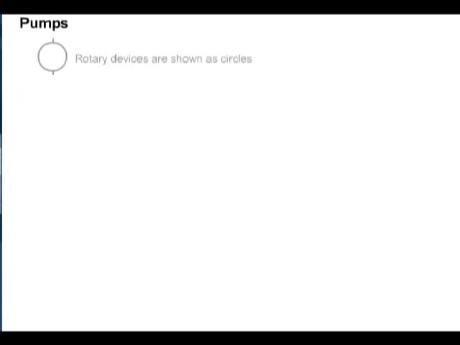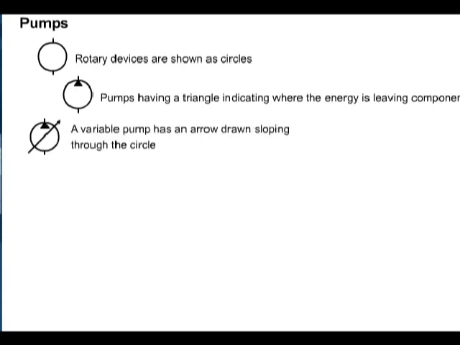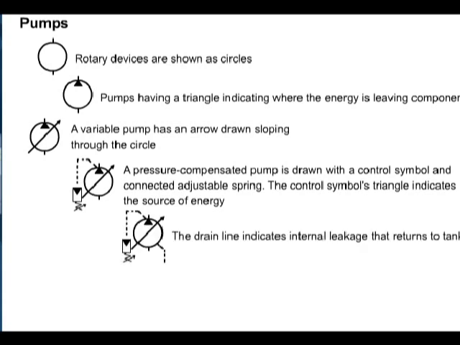Rotary devices are shown as a circle. Pumps having an energy triangle pointing to the outside perimeter indicate the energy is leaving the component. A sloping arrow through the circle indicates that the pump is variable or the output flow can be regulated without changing shaft speed. A control symbol with an energy triangle that is connected to an adjustable spring indicates that the pump is pressure compensated. Some types of pumps have internal leakage that is returned to the tank by a case drain. This is indicated with a drain line drawn leaving the circle. Pumps that are bidirectional are shown with two energy flow triangles.